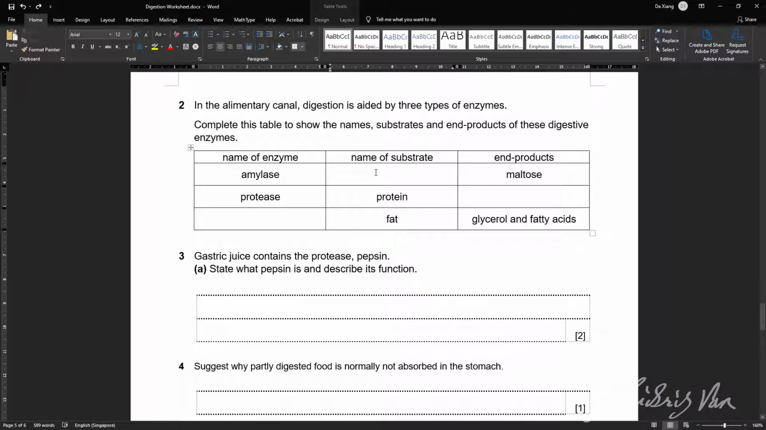Okay, name of substrate. That means the amylase digests what to give you maltose. Amylase will digest starch. Maybe I can change the color. Starch. Protease digests protein into amino acid. And finally, the name of the enzyme that digests fats is lipase.